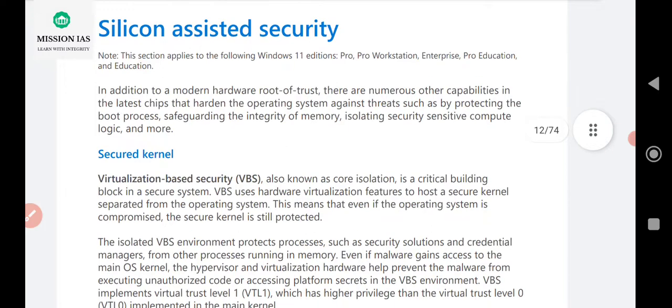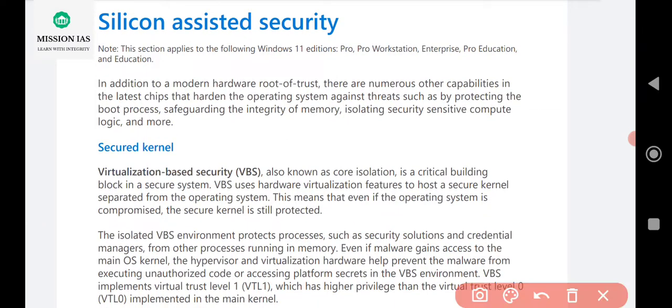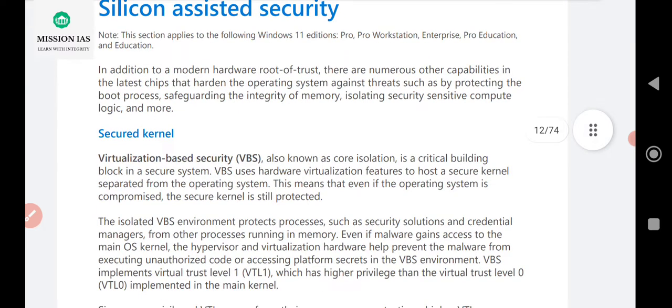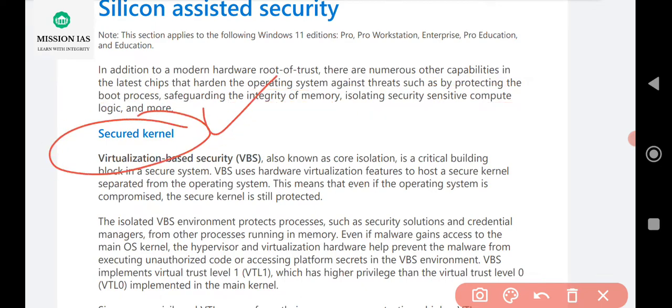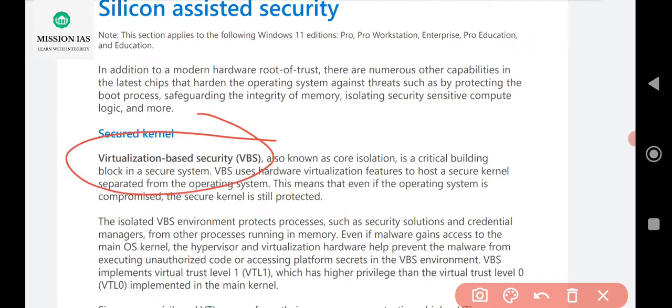Okay, silicon-assisted security. So what actually is silicon-assisted security about? In addition to the modern hardware root of trust, there are numerous other capabilities in the latest chips that harden the operating system against threats, such as protecting the boot process, security guard that protects the integrity of memory, isolating security-sensitive components, and more. Secured-core is the best example. Secured-core PCs are usually based on virtualization-based security, VBS.